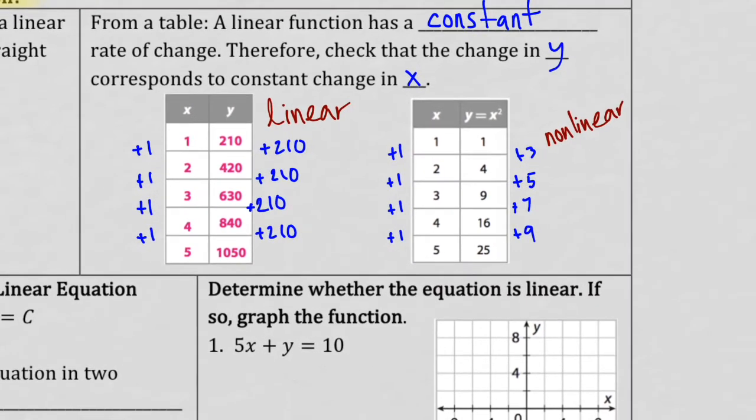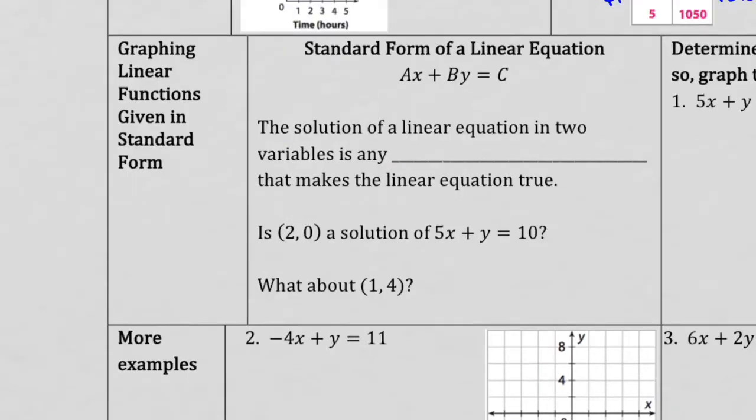That's how you tell, by looking at the rate of change in the x's and in the y's. It must be the same. It must be constant. That's what we mean by constant. It must be constant for the x's as it is for the y's. This one is constant for the x's, but it's not for the y's. Therefore, it's nonlinear. Okay, let's move on to the next section.